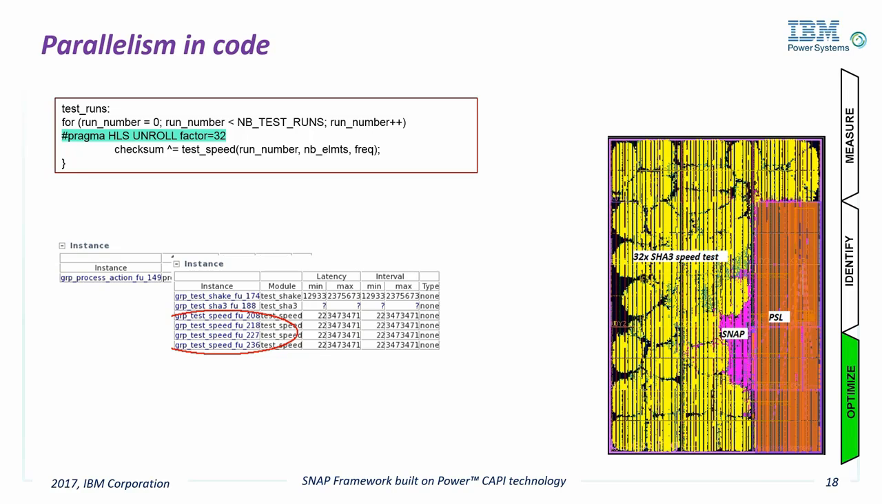Important, you may need to help the HLS compiler by recoding your loop so that you break the relationship and help HLS to build parallelization.